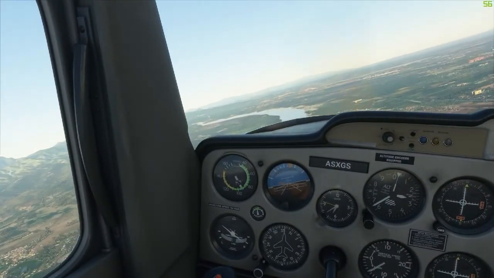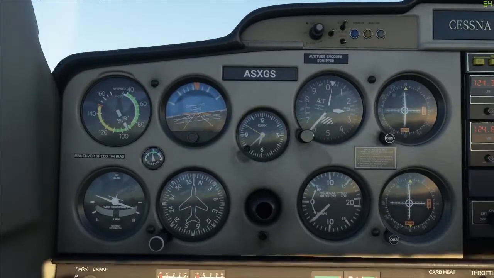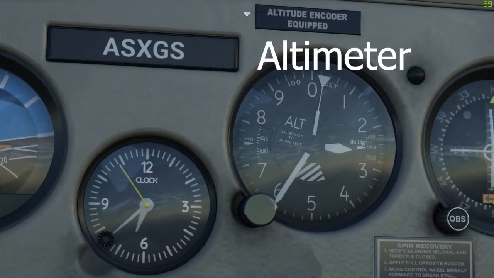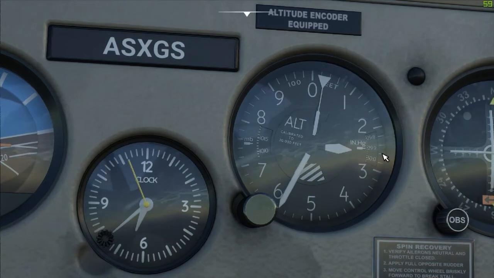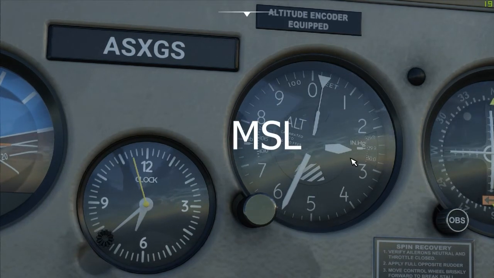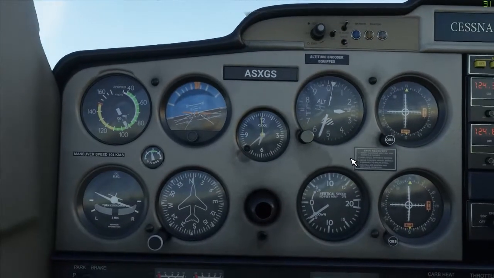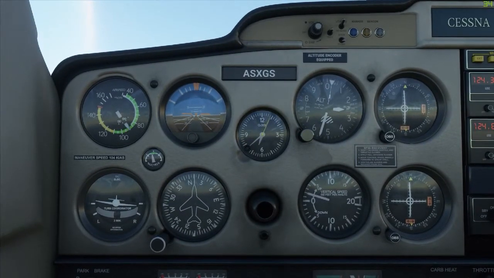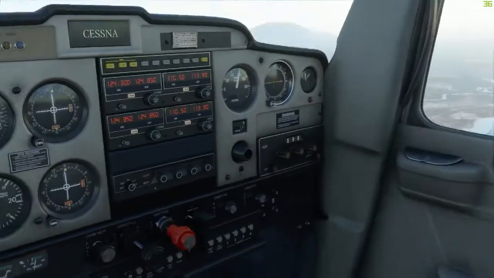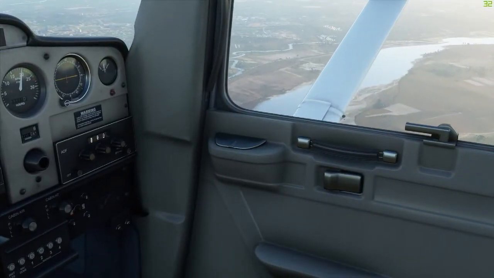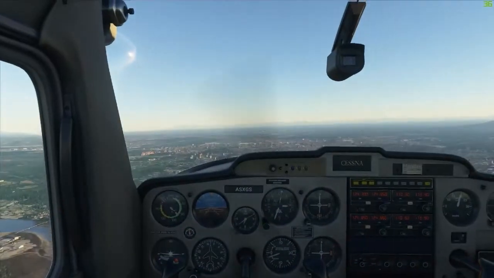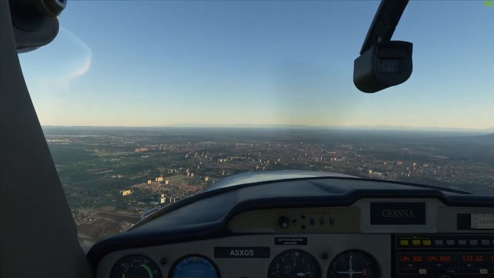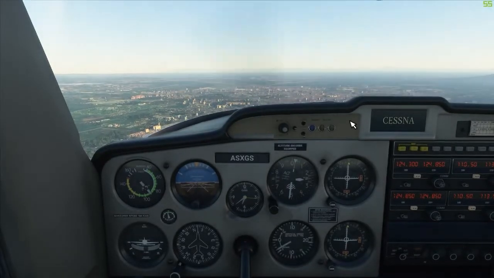Moving on to the next basic instrument, we have the altimeter. In aviation, altitude refers to how high an aircraft is above the mean sea level, which is how high the aircraft is above the average level of the Earth's oceans. The altimeter is the instrument that supplies this information. This instrument displays the airplane's current altitude in relation to the sea level.